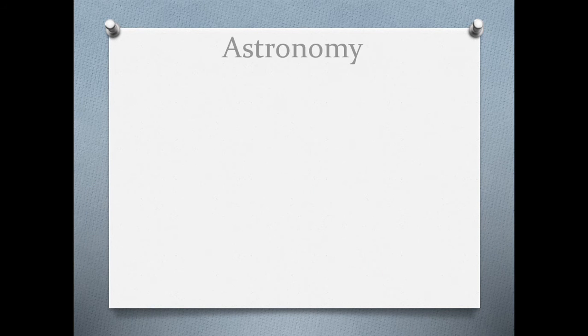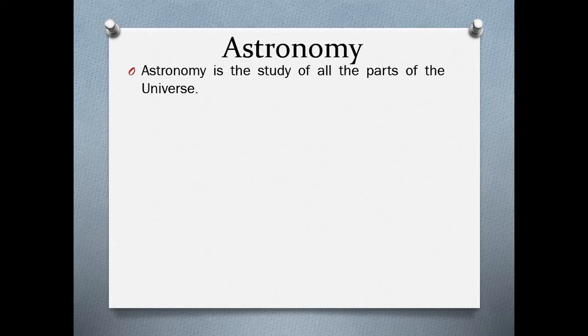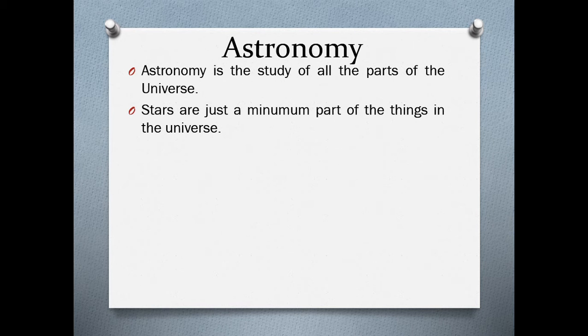Okay, so continuing, we're going to be studying a little bit of astronomy as well. Astronomy is the study of all the parts of the universe. Stars are just a minimum part of the things in the universe. Of course, when we talk about astronomy, we might think that it's mainly the study of stars, like the study of constellations and how we can identify them. But in reality, that is just one part that astronomy studies, because it's going to study absolutely everything in space.